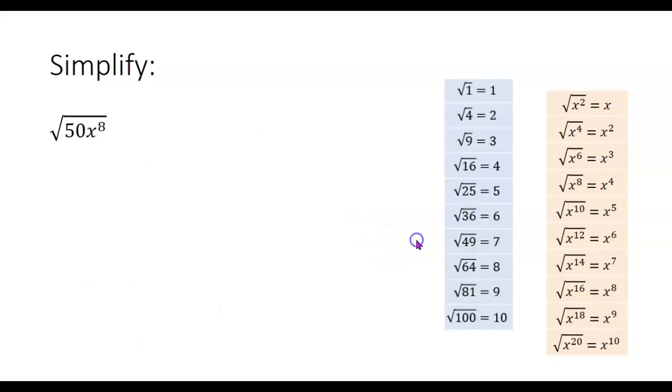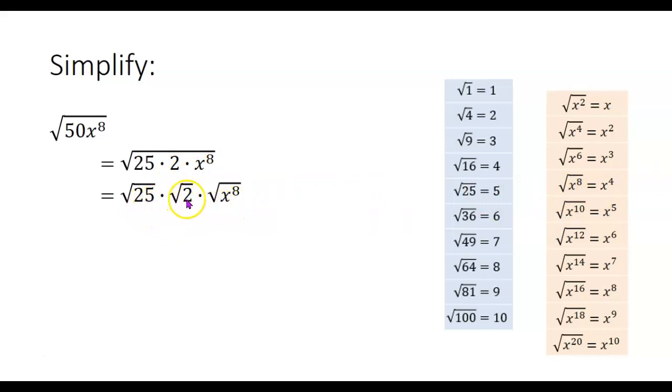Now let's do one where we're mixing numbers and variables: the square root of 50x to the 8th. So for the 50, we break it up into 25 times 2. For the x to the 8th, that already is a perfect square. We can go ahead and say what the square root of x to the 8th is.